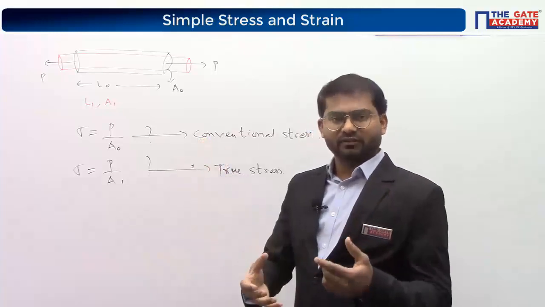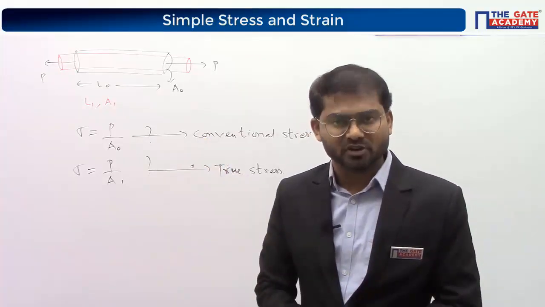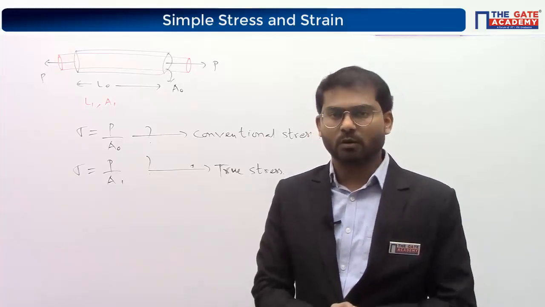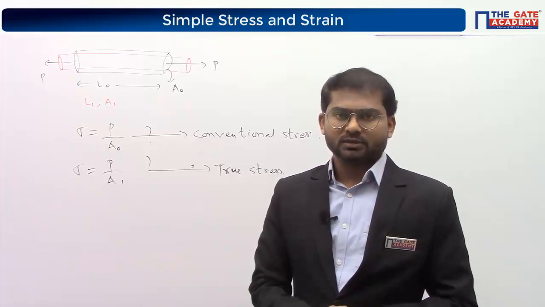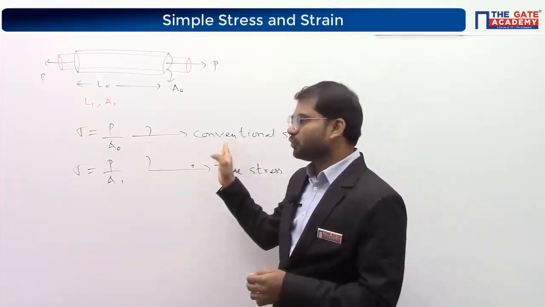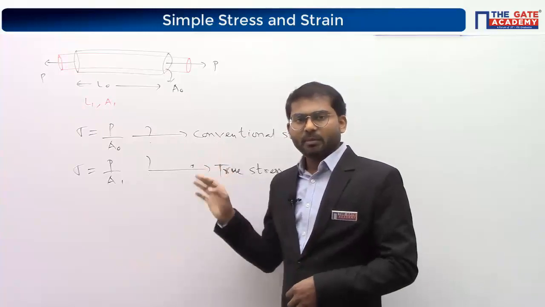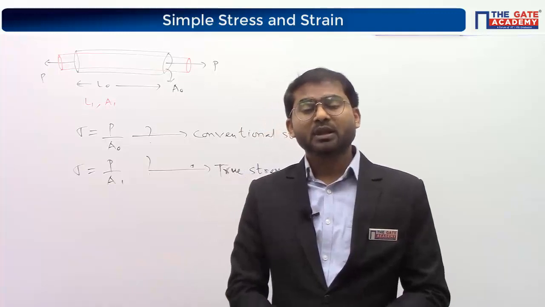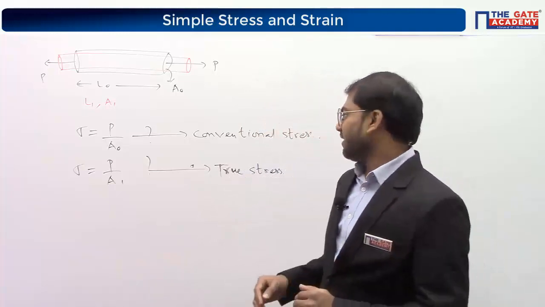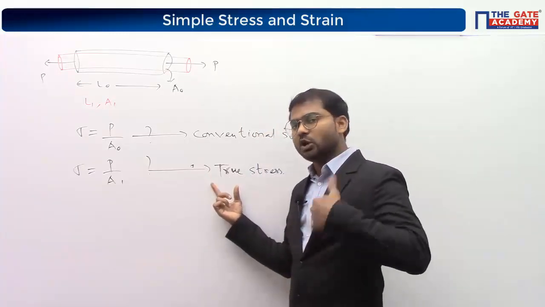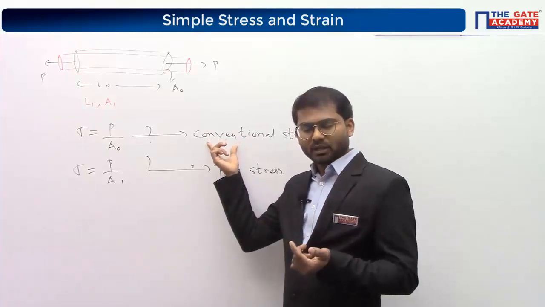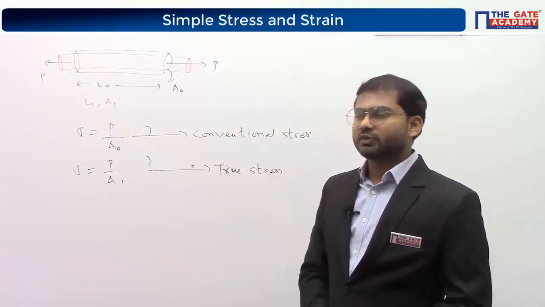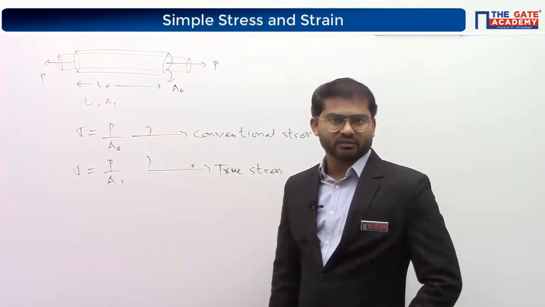But there is a limitation. Every time you cannot measure instantaneous dimensions very easily in a real life scenario, so many times you will face problems. So we are going to use conventional values in those cases. But we are going to derive some formulae which will give us the value of true stress or true strain if we know the conventional values of stress and strain. Conventional values are very easy to get because they depend only on original dimensions. So we can calculate the conventional stress and conventional strain.